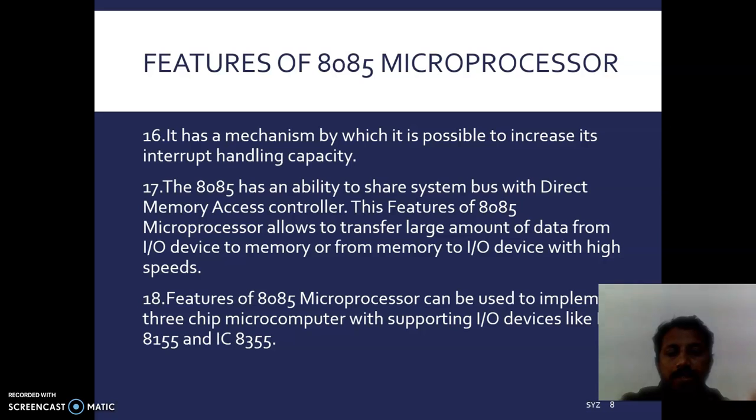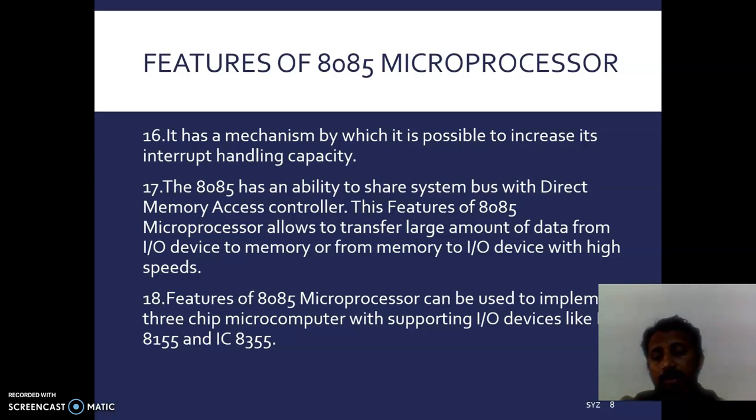The next feature is that 8085 can even transfer data by DMA, that is, direct memory access. Memory can be accessed without disturbing the system. So all data is transferred automatically from one end to the other, which makes it faster.